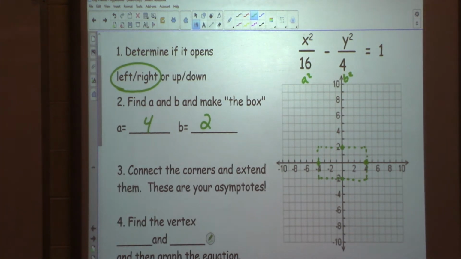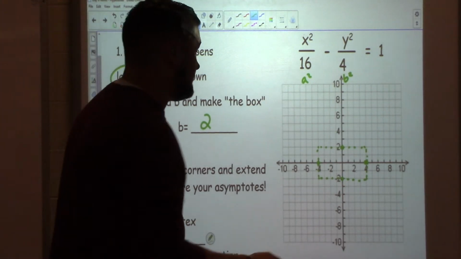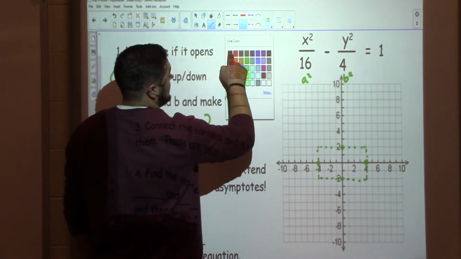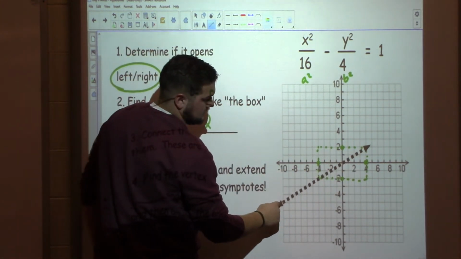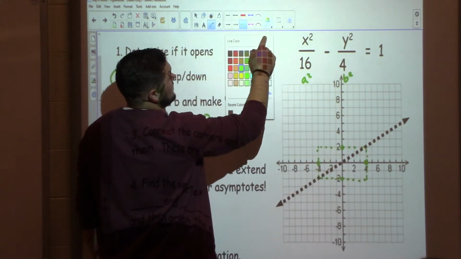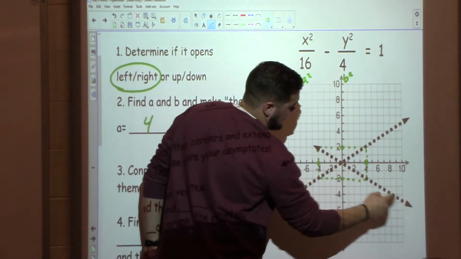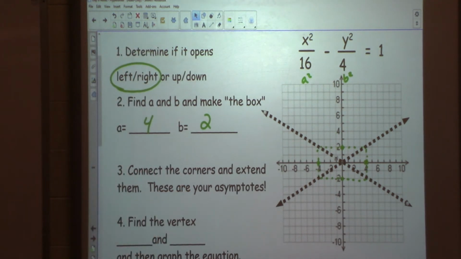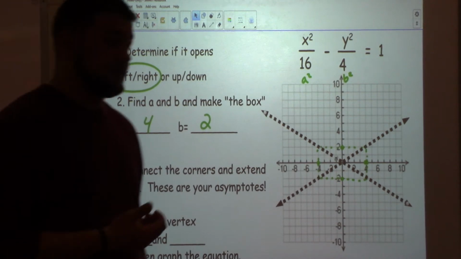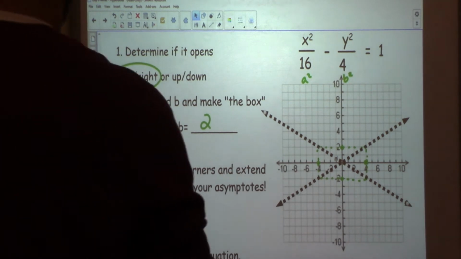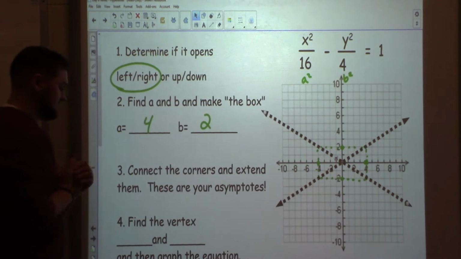We do that because we're going to draw the asymptotes using our straight edge through the corners of our box. We'll go up this one and make it a different color. Okay. So using your straight edge through the corners of your box, you should draw two dashed lines. Those are asymptotes. Those are the lines we're going to use to help us draw our hyperbolas. Now, if you draw them in as solid lines, yes, they'll get marked wrong. It's not technically part of our graph, so we have to use dashed lines. All right? So those are our asymptotes.